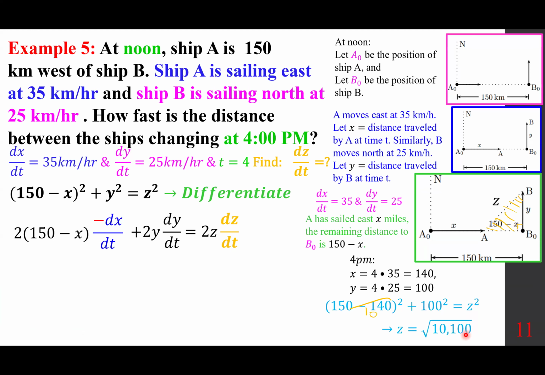So z is, again, I'm using the precise answer. Ultimately, you use an approximation, but please wait until the last moment. You don't want to have any intermediate step. And so plug in, replace everything. So what do we replace with? X, we replace it with 140, minus dx dt, 35, so minus 35. 2 times y is 100, dy dt is 25. 2 times z, which is this number, square root of 10,100, dz dt.